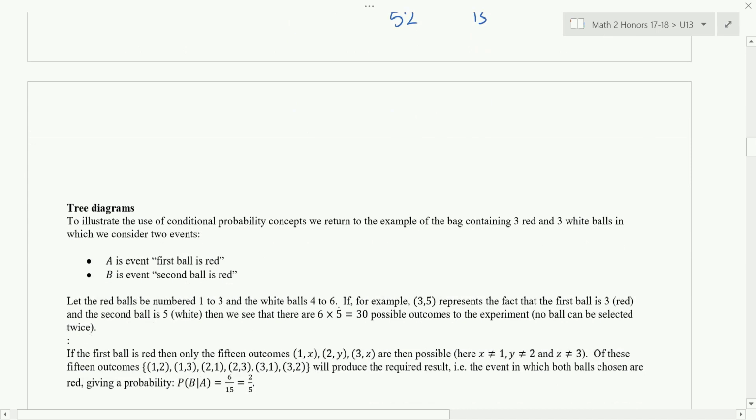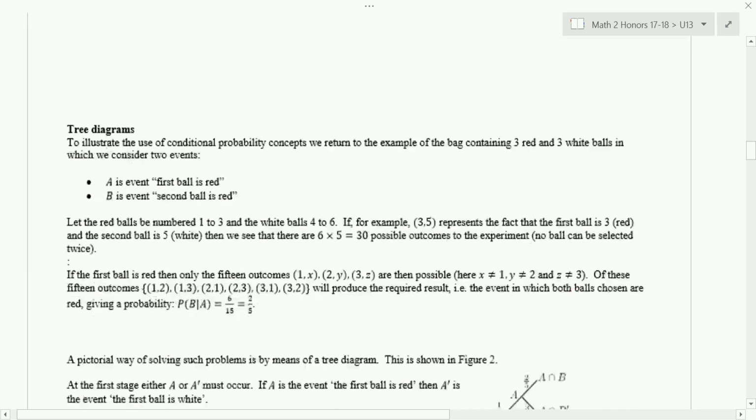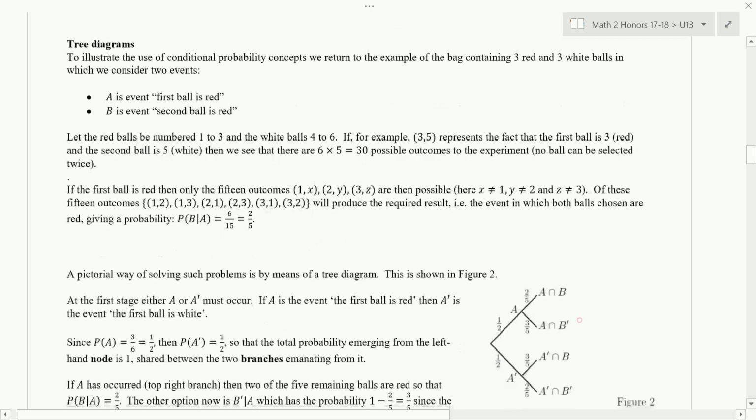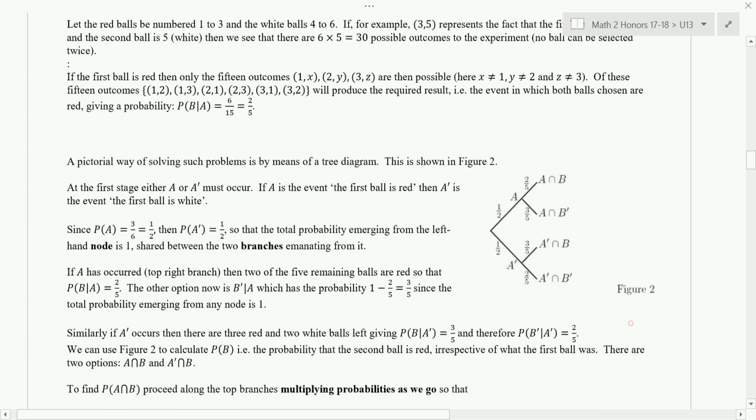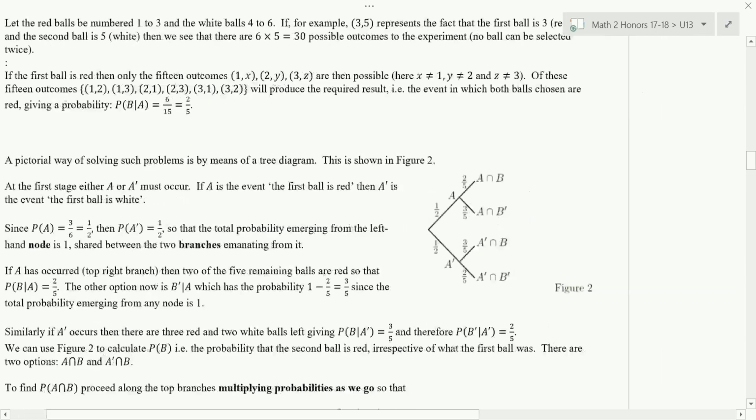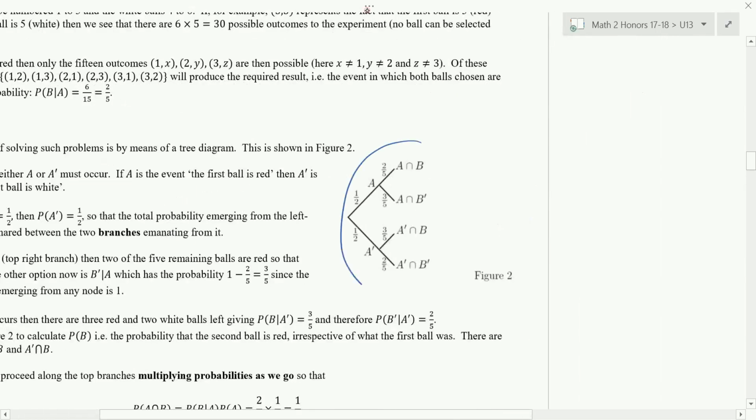So then I left this for you to read and try out. And some of you may have been a little intimidated, but let me summarize some of the key points I want you to take out of this. Okay, so, and I'm going to build off of this tree diagram.